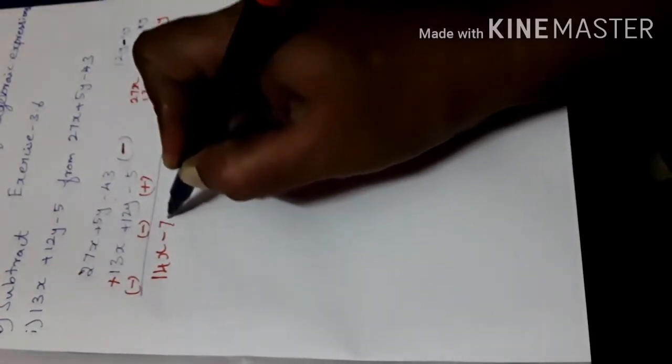Next, 5y minus 12y. What is the answer? The bigger number is 12, so we write the symbol of the bigger number. 12 minus 5 is 7. So our answer is minus 7y.